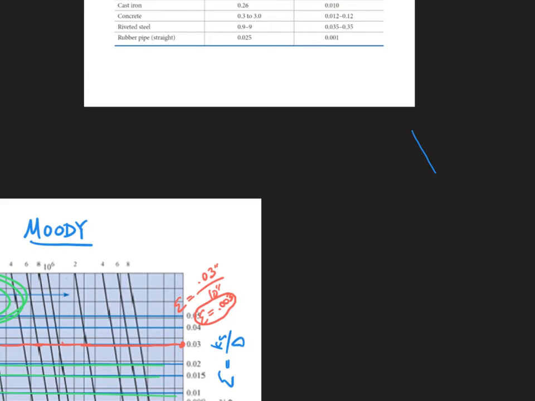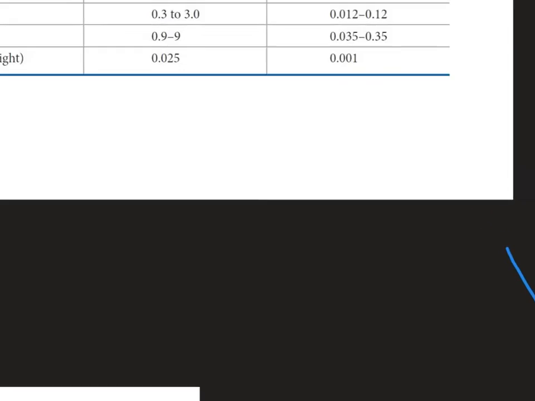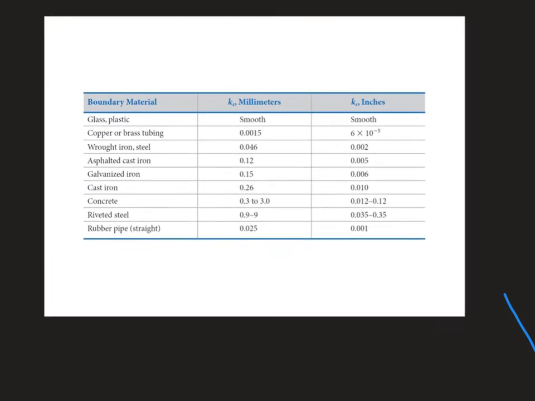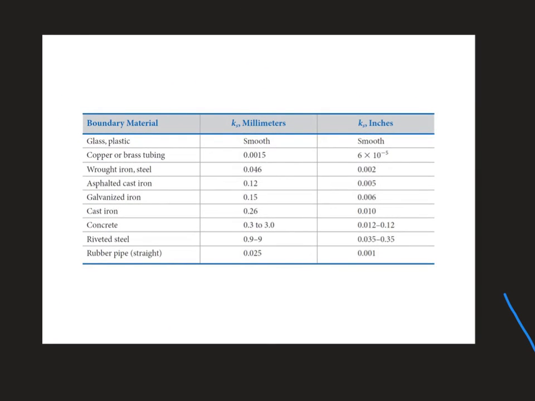But what you'll do, if it will allow me to scroll here, is in your textbook, there is this chart right here, which tells you what the KS is. And so it'll say like, oh, it's glass. And you're like, oh, glass is smooth, cool. All right, so you know that it'll be that bottom line.